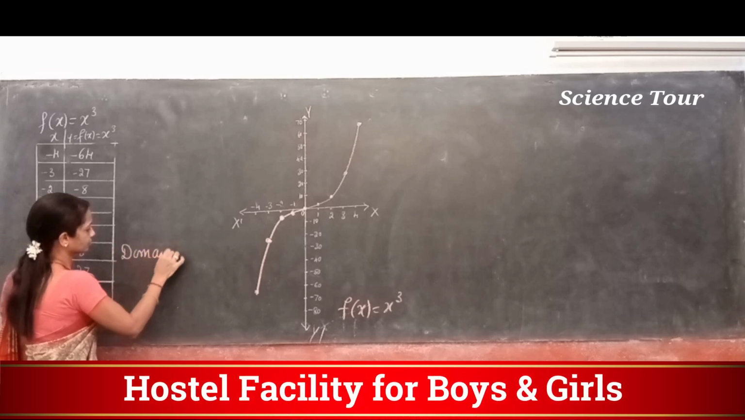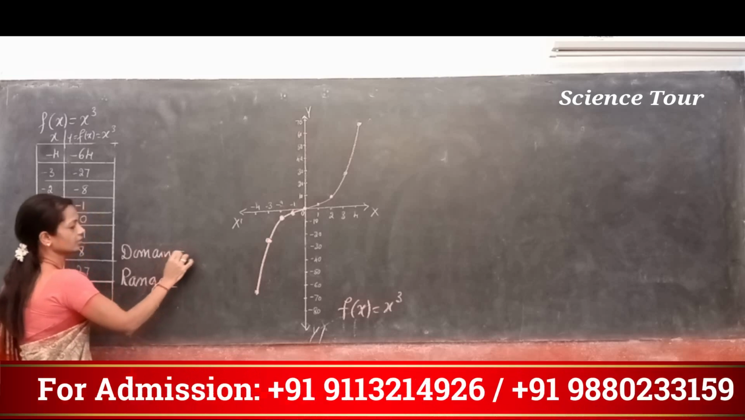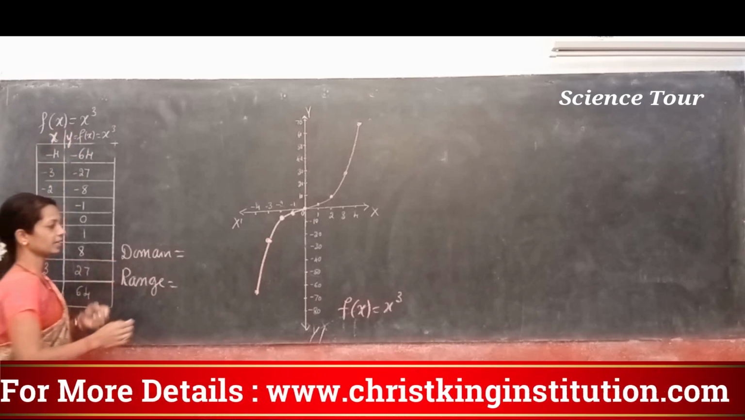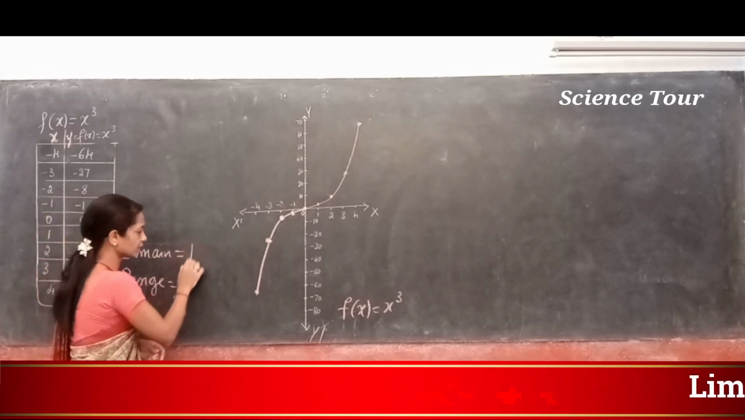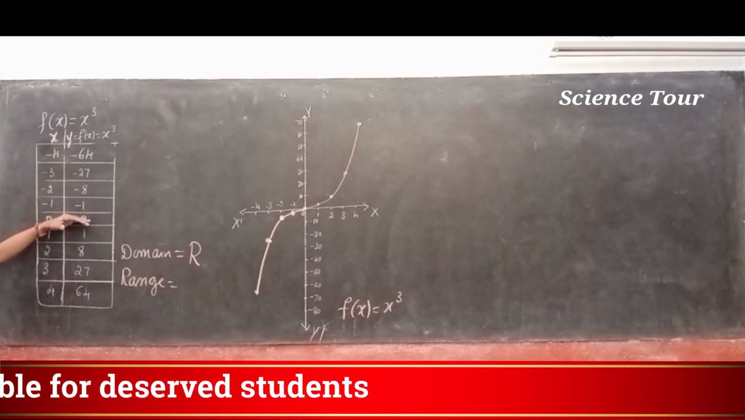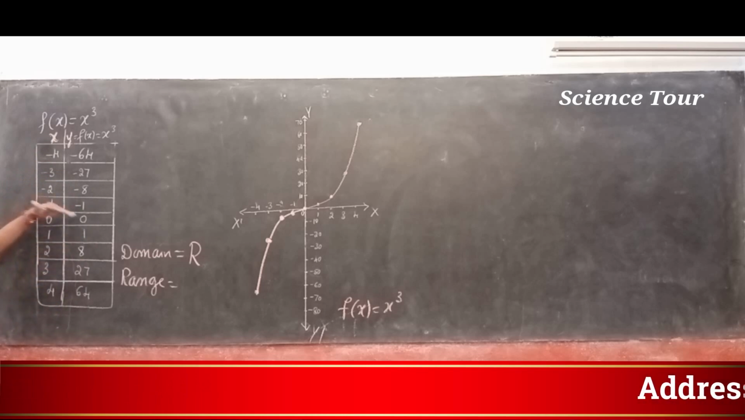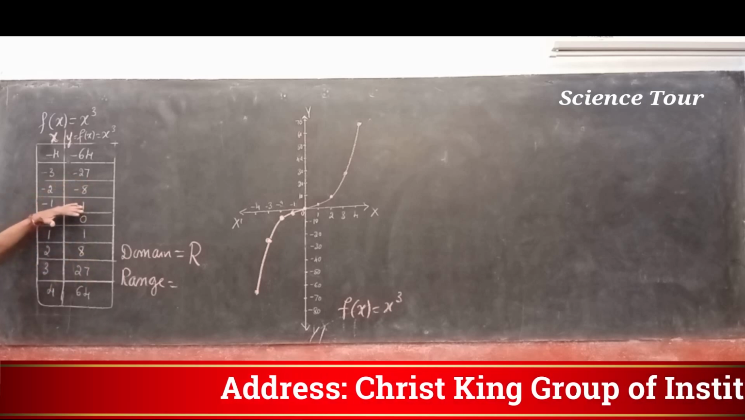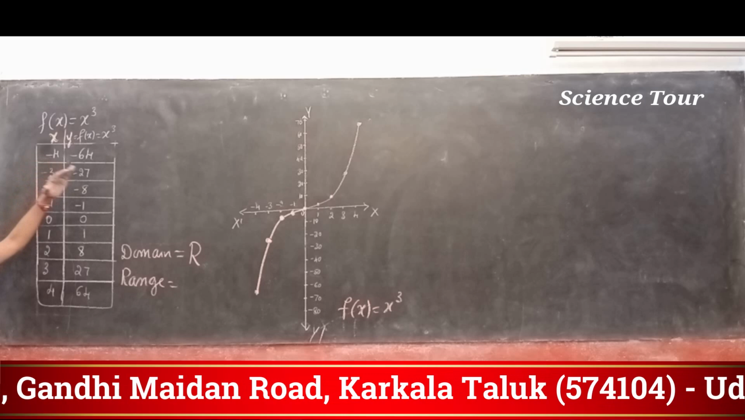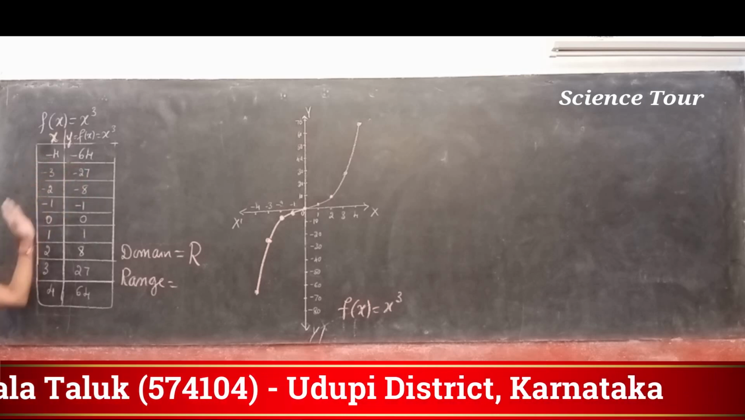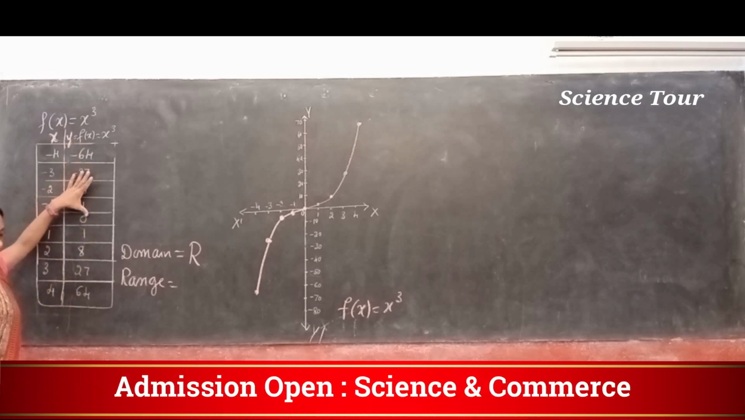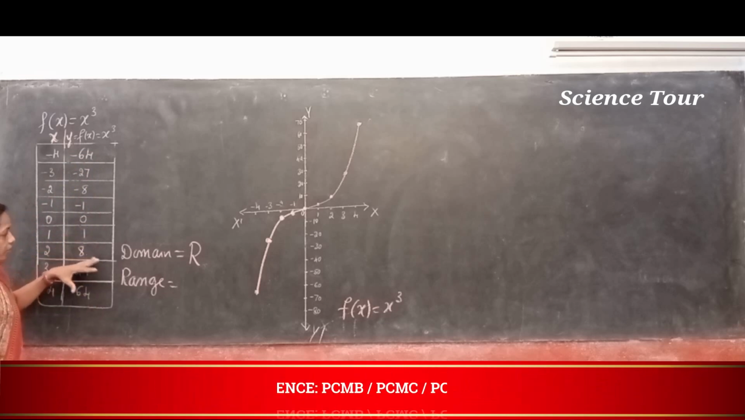What will be the domain and range? See here, I said already that in the x column you can take any real numbers. So the domain is the collection of all possible x values, that is nothing but the set of real numbers. And the range: if you observe these y values, 0 is there, negative numbers are there, positive numbers are there. Here we have taken only integers, so we got only integer answers, but I said already that you can take any real numbers as x values. If you take negative real numbers you will get negative real numbers in the y column. If you take positive numbers you will get positive real numbers in the y column. If you take 0 you will get 0. So all negative real numbers will be there in the y column, all positive real numbers will be there in the y column, and 0 also is there.